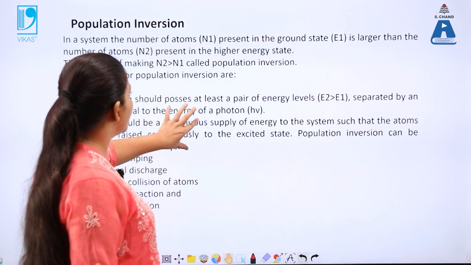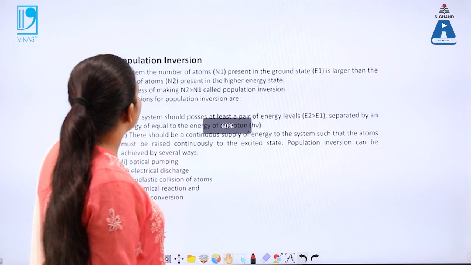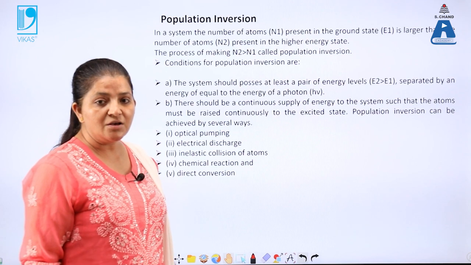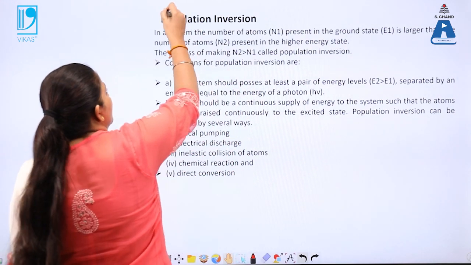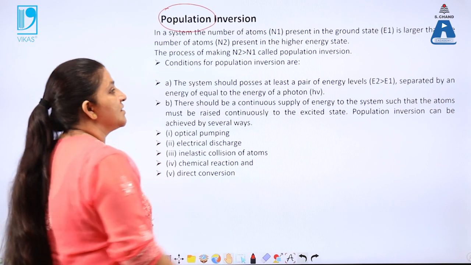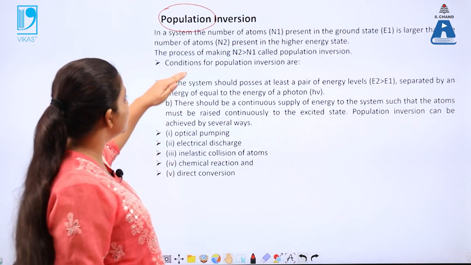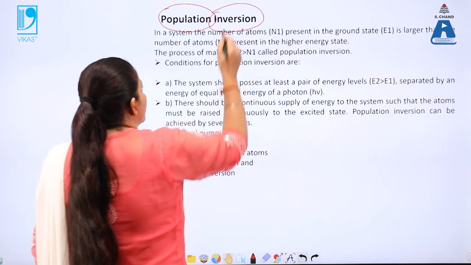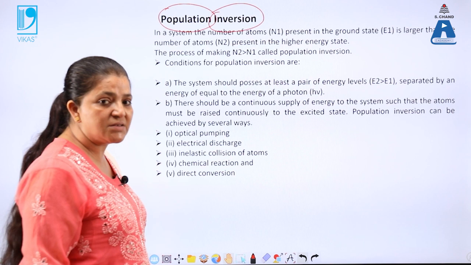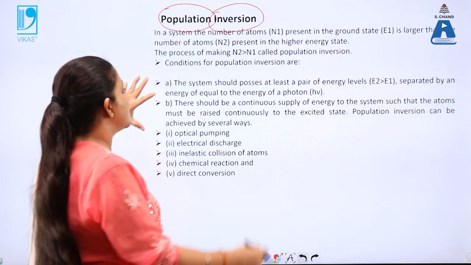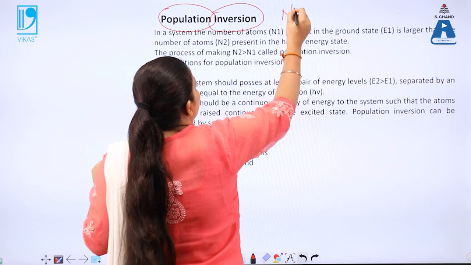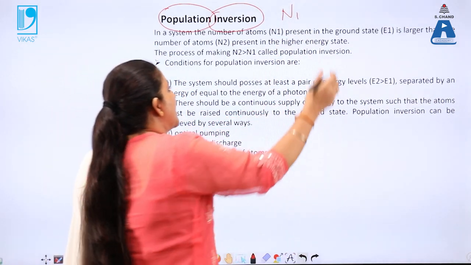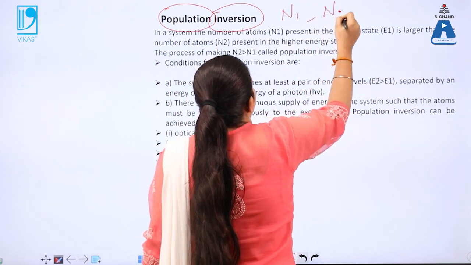Now as its name indicates, population inversion. Population means the number of atoms which are present in the ground state. So the word population here indicates the number of atoms present in the different states. Population is related to the number of atoms. Now what is the meaning of inversion? For laser action to take place, if N1 is the number of atoms present in the ground state and N2 is the number present in the excited state.